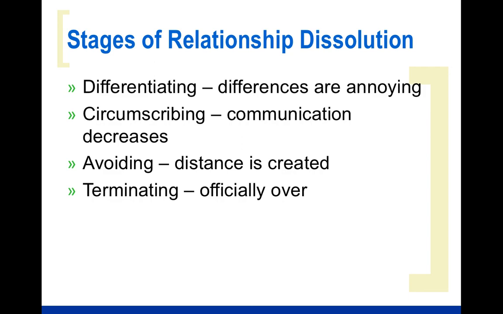Avoiding is where there's actual emotional and physical distance created. You're not hanging out as much together. You're literally not talking as much together. You're not really providing emotional support. And you're starting to really just stay out of each other's way.